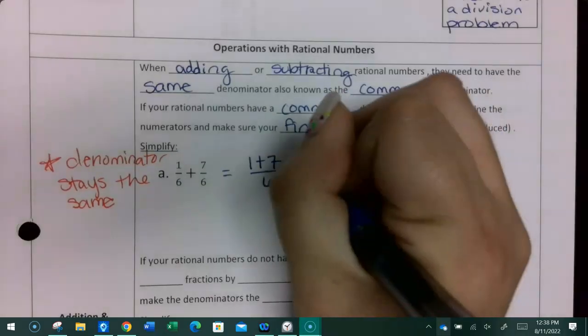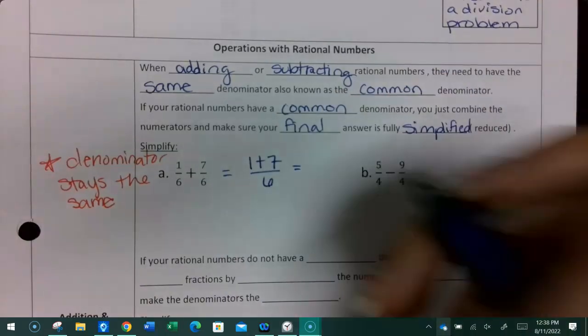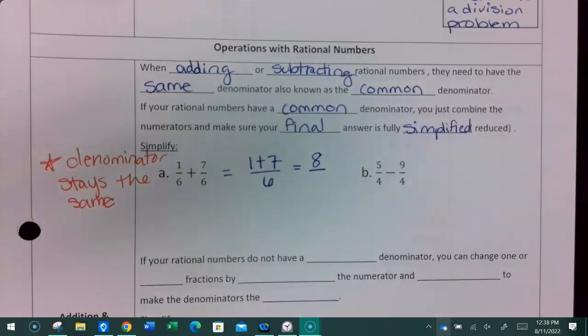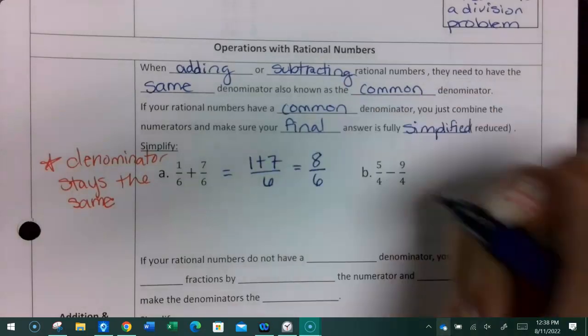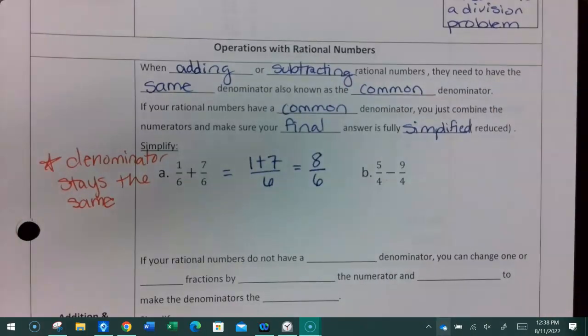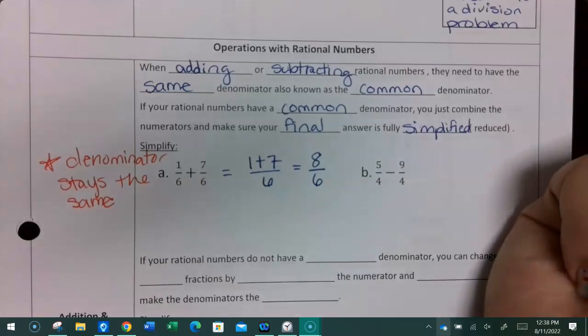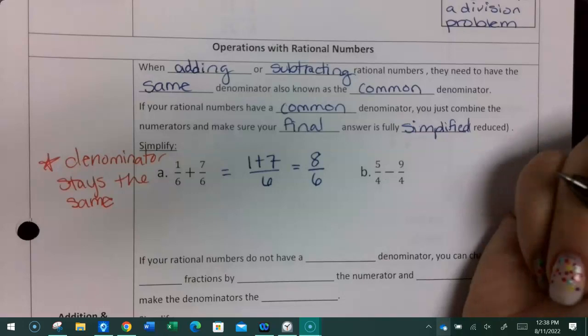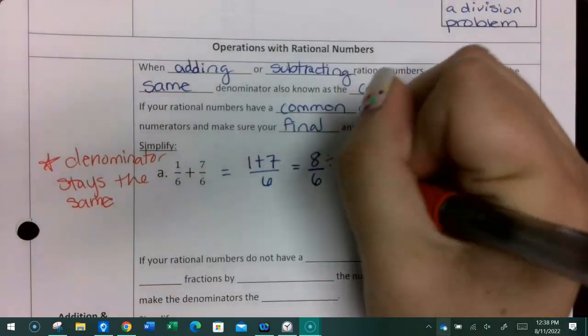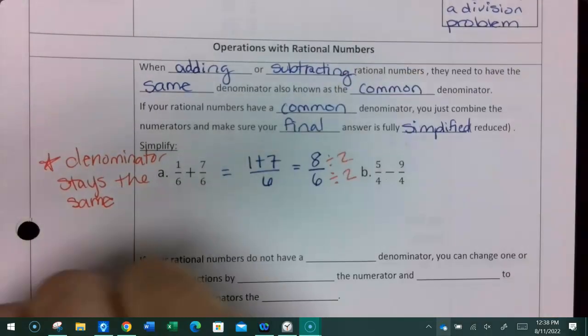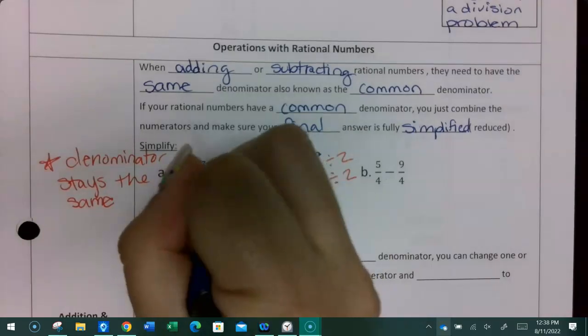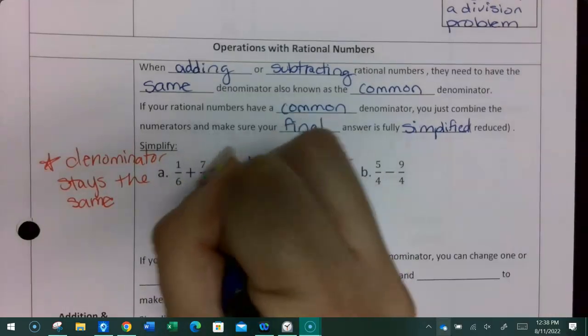So what do I get on the top? And on the bottom? Okay, what do I notice about these two numbers? They're both even, the 8 and the 6. So what can I divide out of both of them to make them smaller? 2. They both are divisible by 2. So 8 divided by 2 gets me, and 6 divided by 2 gets me.